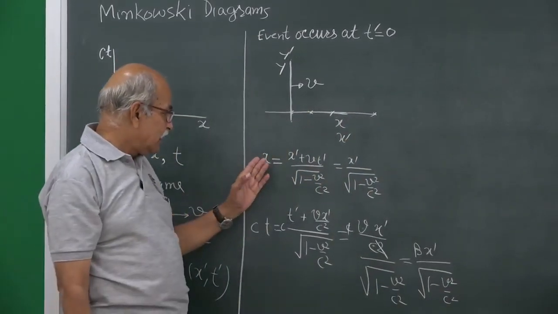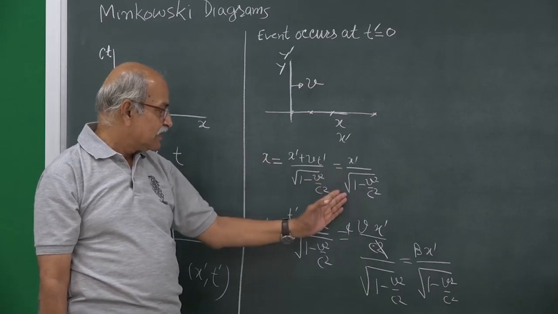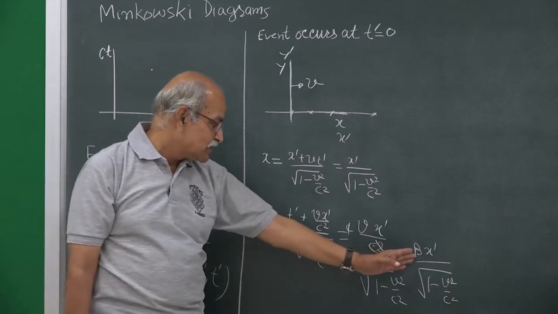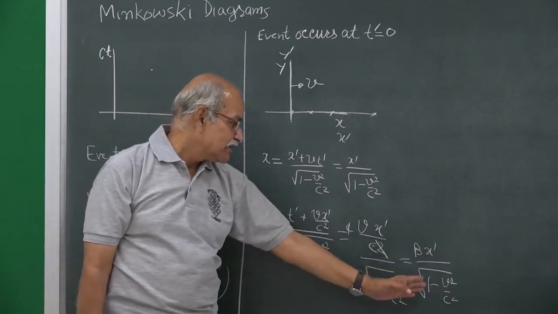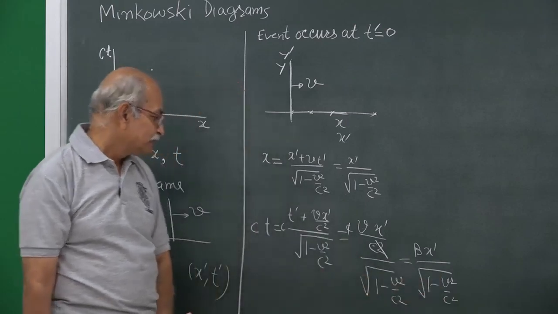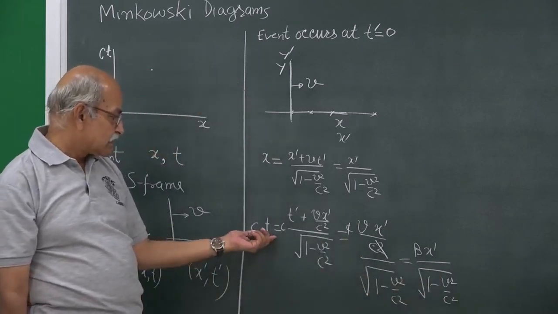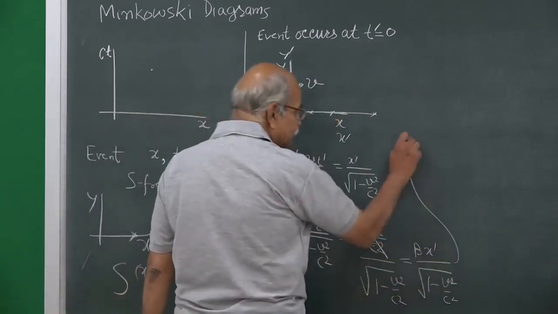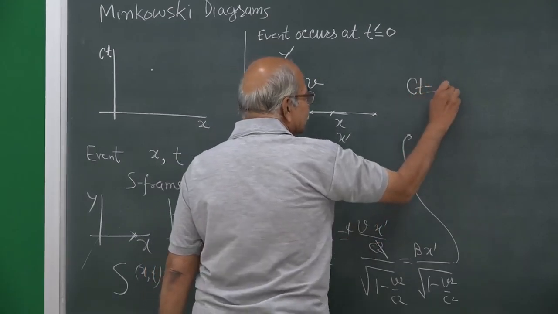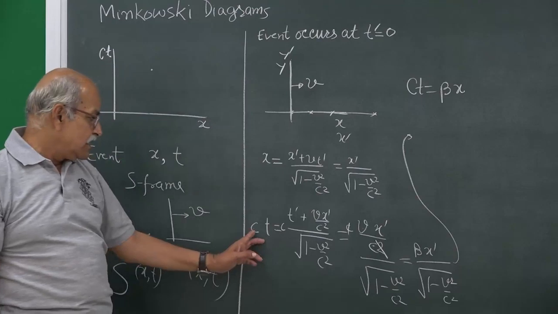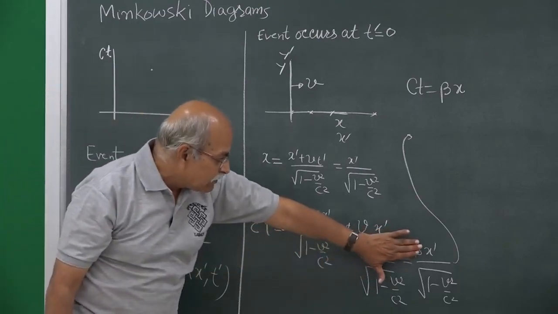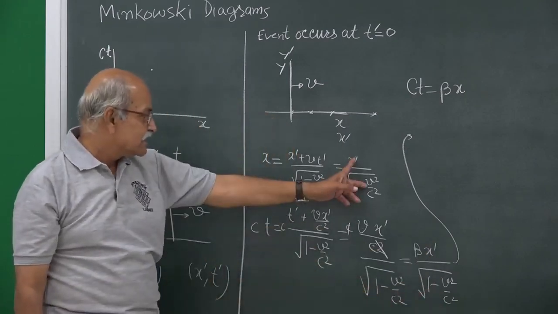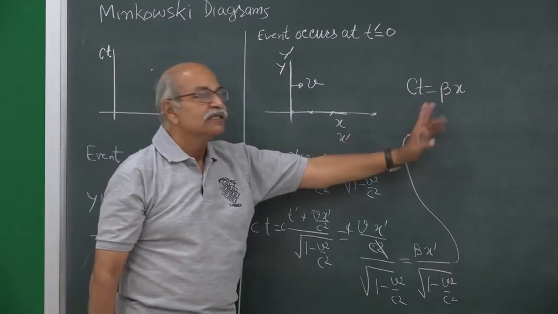Look at this equation, x equal to x prime divided by square root of 1 minus V square by C square. Ct is equal to beta times x prime divided by square root 1 minus V square by C square, where beta is V by C. So, what you see is Ct is beta x. This gives me Ct is equal to beta x, right. C times t is beta, and after this beta what you have is x prime divided by square root 1 minus V square by C square, which is just x. So, Ct is equal to beta x.